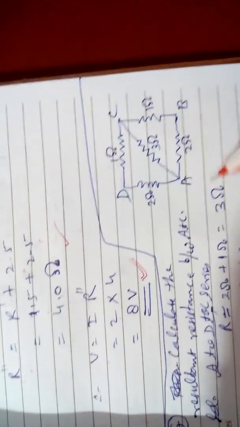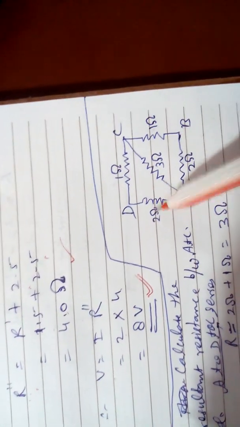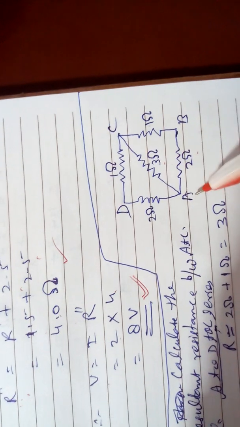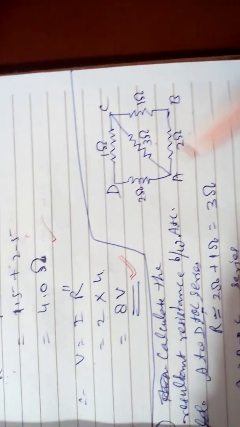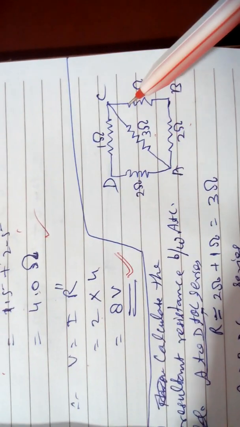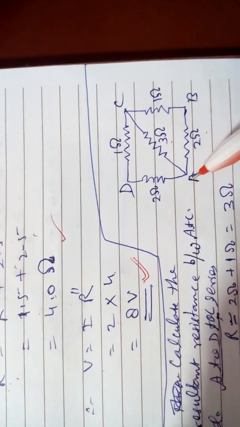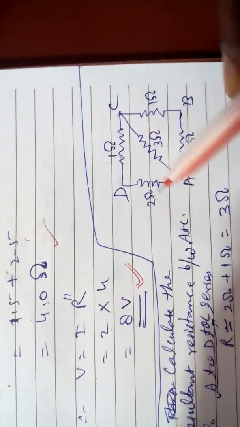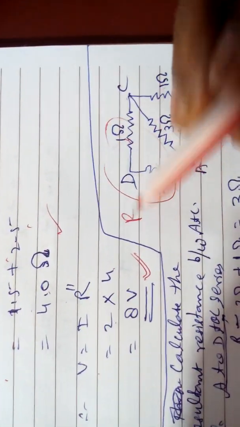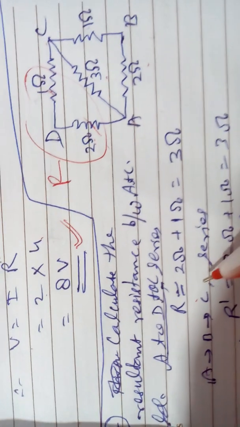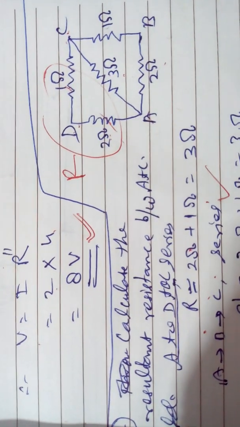Now in this figure there are 2 ohm, 1 ohm, 2 ohm, 1 ohm, 3 ohm, and you want to find the resultant resistance between A and C. First of all, you see A, D, C: 2 and 1, these two are in series. So the resultant of these two is R equal to 2 from A to D and then C, in series.